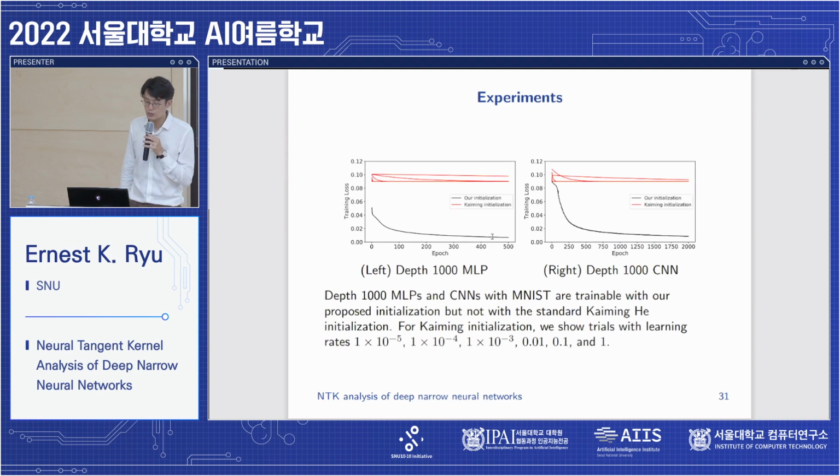Then we kept the same architecture, but we tried the standard Kaiming He initialization for both the MLP and CNNs, and we get the red curves. We have multiple red curves because we did a grid search on the learning rates, and it didn't matter what learning rate we used, we were not able to adequately reduce the training loss. So with the standard Kaiming He initialization, training failed all the time. With our initialization, training did succeed, as the theory predicted.